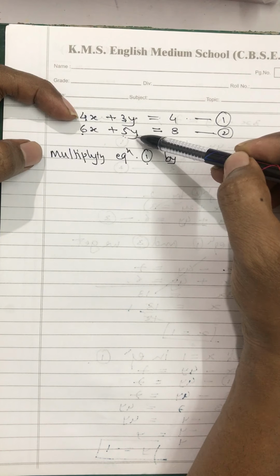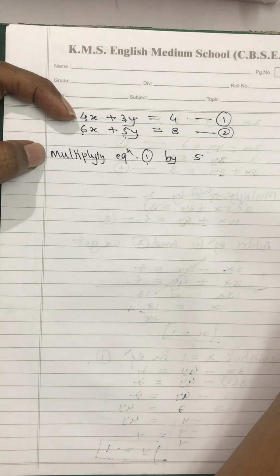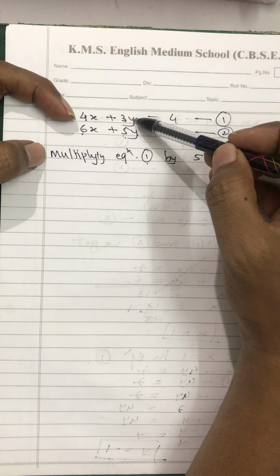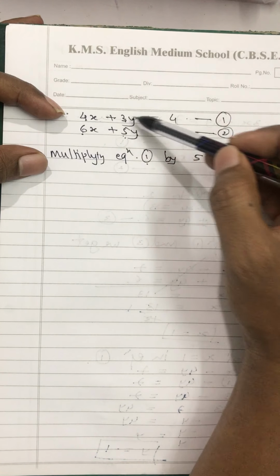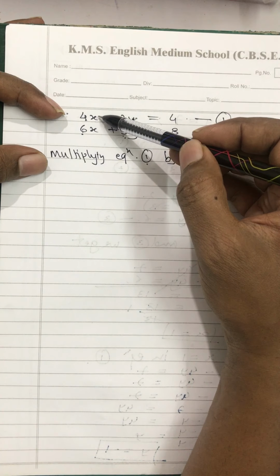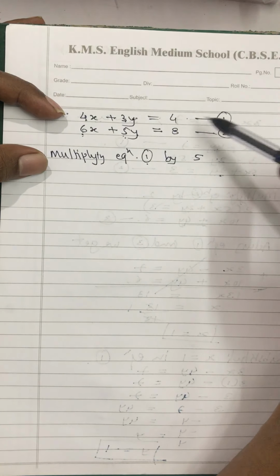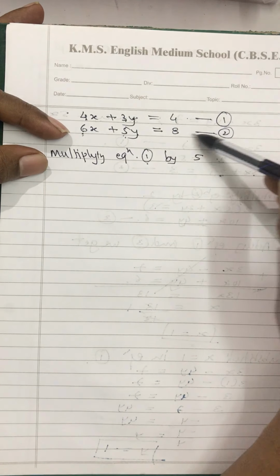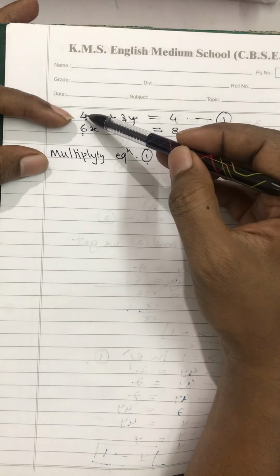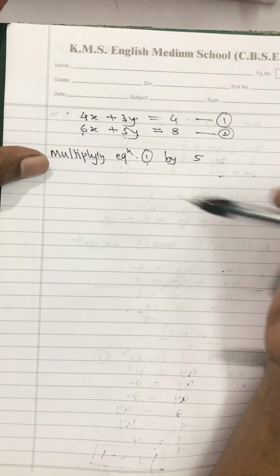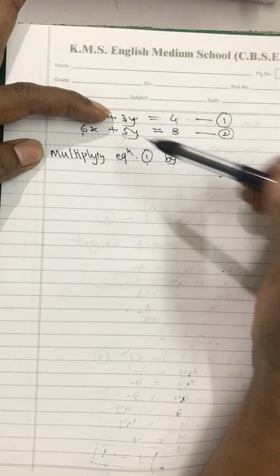Opposite y is here, and the coefficient of opposite y is 5. So I will multiply equation 1 by 5. This is because I have targeted y. If I would have targeted x, I would have multiplied this equation by the coefficient of the opposite x, 6, and I will multiply this equation by the opposite coefficient 4. Multiply this equation by 6, multiply this equation by 4. But now my target is y, so I will multiply this equation by 5.